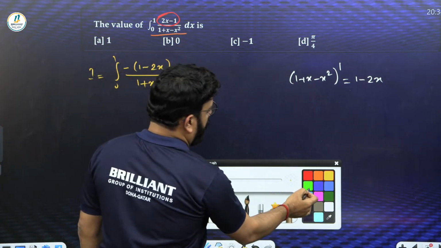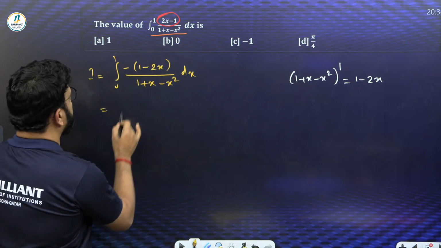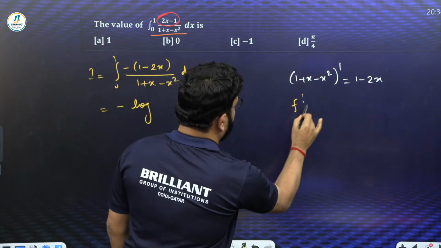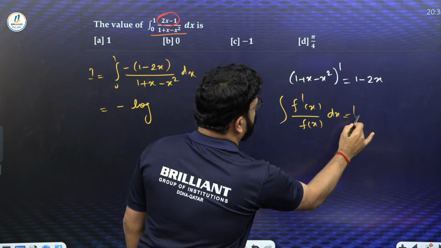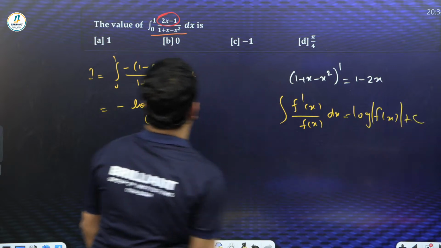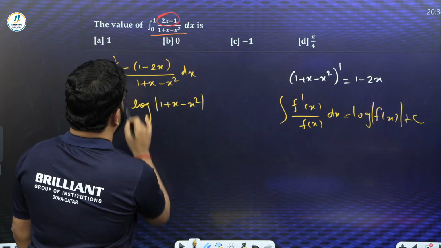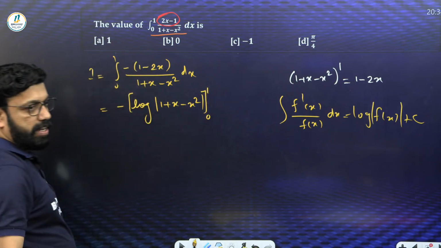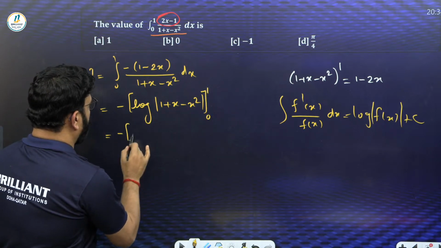What is that? Log f of x we can take there. That's equal to minus of log, f dash x by f of x again came. The integral of that one goes to log f of x. For understanding only I am writing that one, you know very well. So here, log of 1 plus x minus x square to the limit. What are the limits there? 0 and 1.